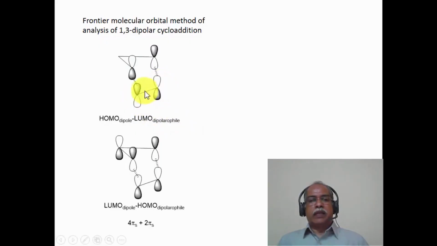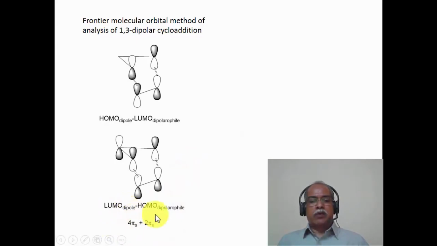So if you are considering ethylene or acetylene, there will be one nodal point present here. So you can see here this overlap is a bonding type overlap. This overlap is also a bonding type overlap. So under the thermal conditions, this reaction is allowed under the suprafacial overlap kind of a mode of approach.